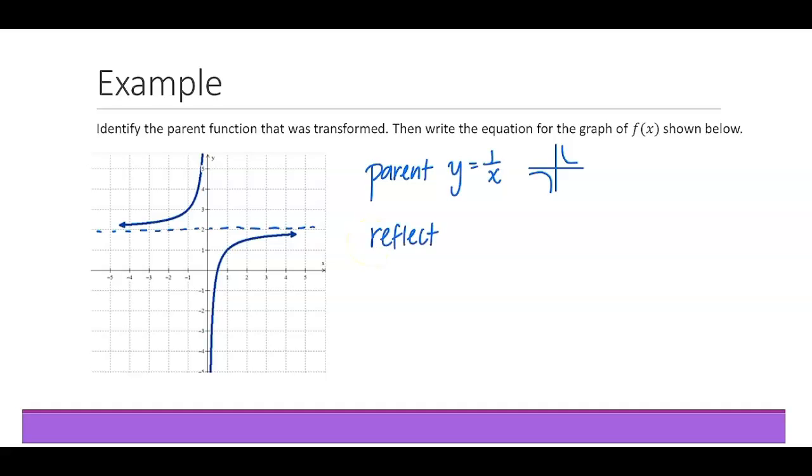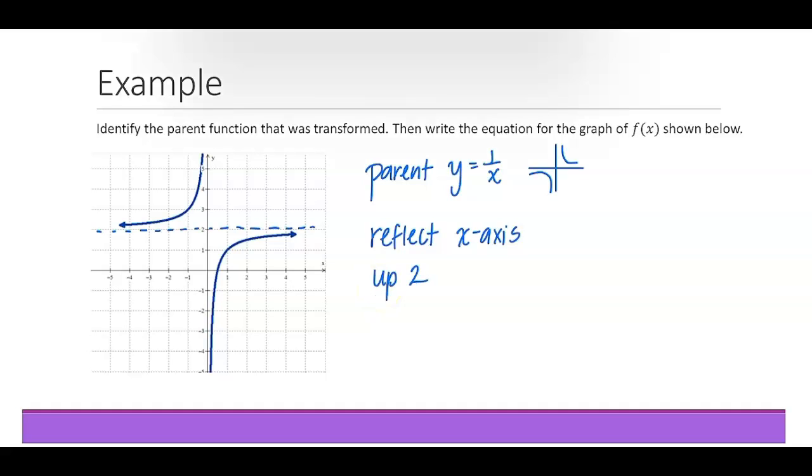Now let's think about the reflection for a second. So here we can actually think about the reflection as over the x-axis or over the y-axis. And you'll see why in a second, but I'm going to consider it a reflection over the x-axis. And then everything does move up 2 units.